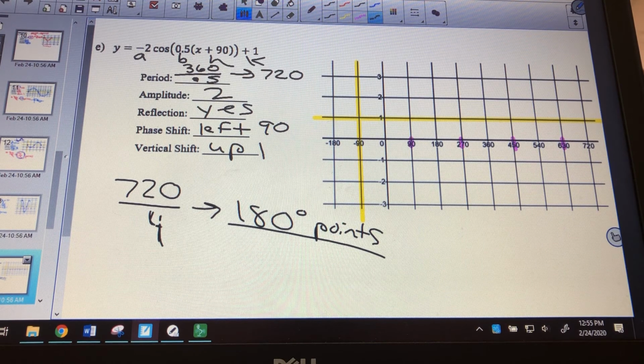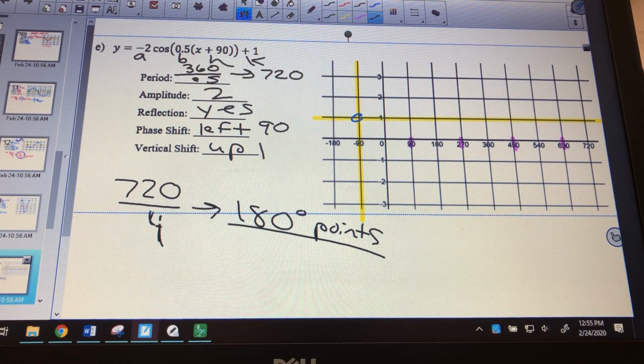And then we can start, right? So if this is where our 0, 0 is, cosine normally starts up 1. But this is reflected, so below, with an amplitude of 2. So you're going to start 2 below that midline. Okay, 2 below the midline. Below because it's negative, it's reflected. 2 because that's the amplitude.